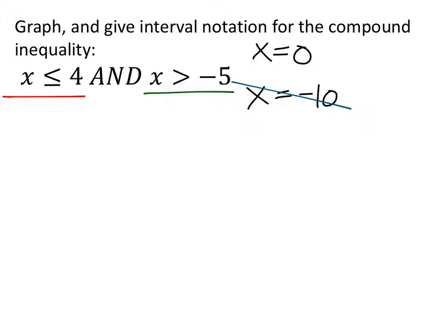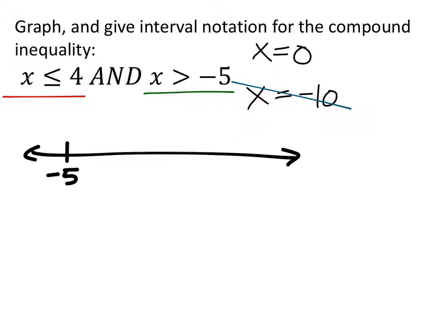So let's get down to brass tacks here. Let's start with the graphing, and this should help us to visualize what values would make both statements true, okay? So to the left, I would have -5, and then 0 about right there, and 4 on the other end.